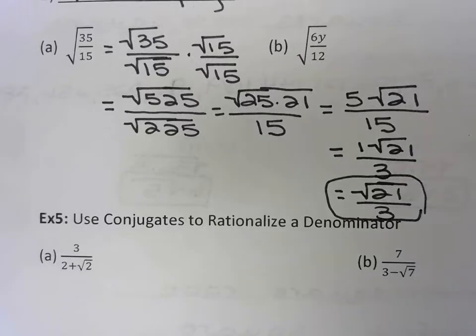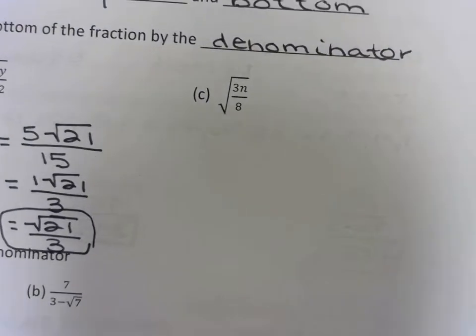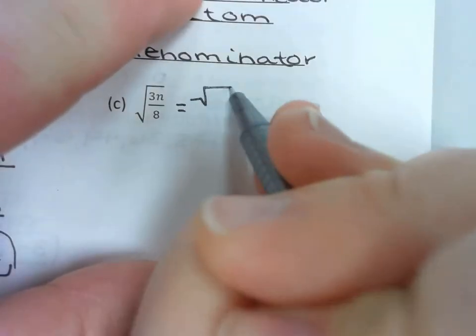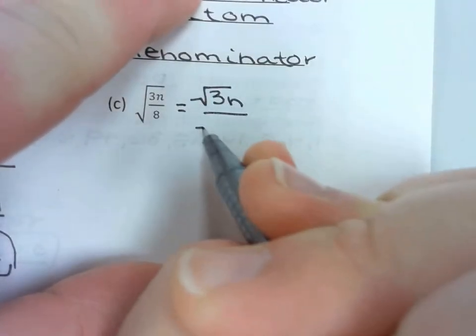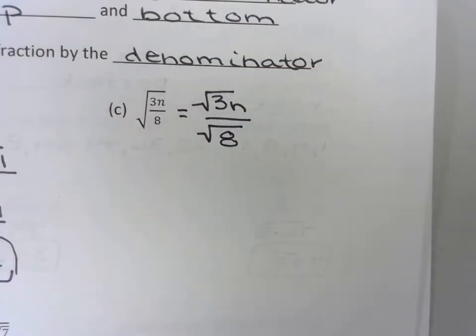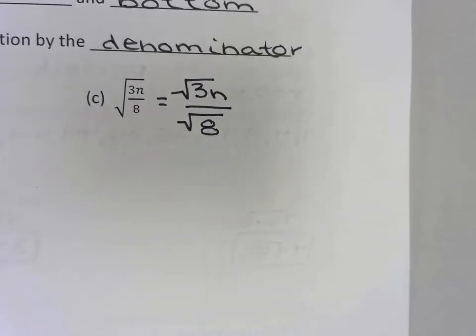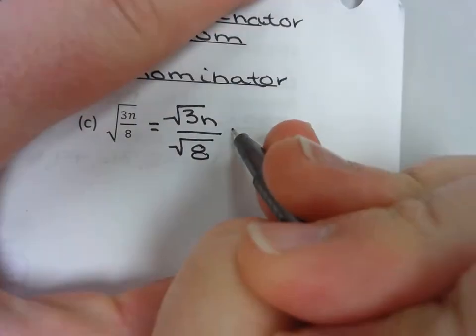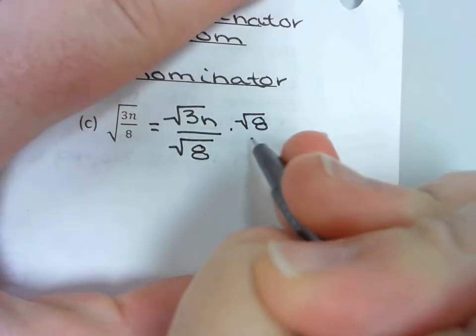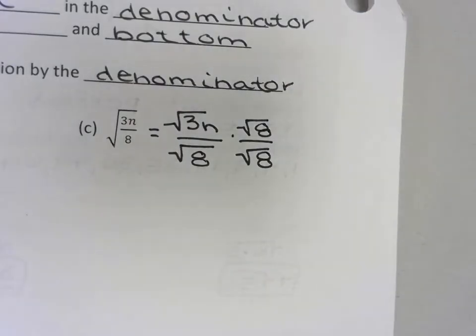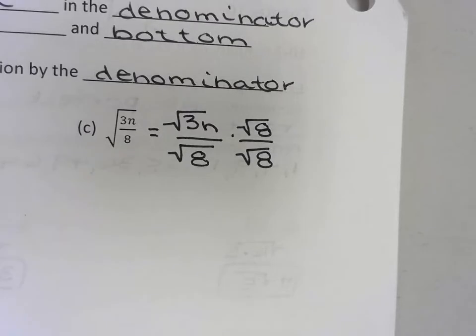If I look at C, okay, first of all, write it separately. Square root of the top and bottom. So square root of 3n over square root of 8. I cannot have a square root in the denominator, so I'm going to have to multiply the top and the bottom by what? Square root of 8. So you multiply top and bottom by the denominator, so square root of 8. So top times square root of 8, bottom by square root of 8.